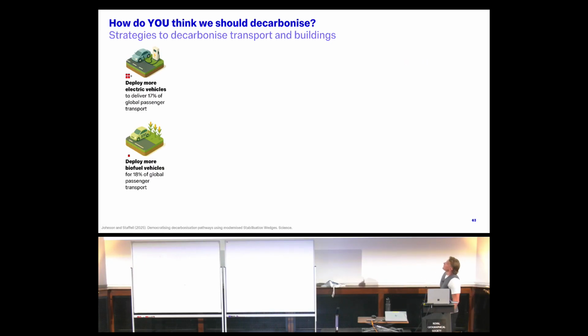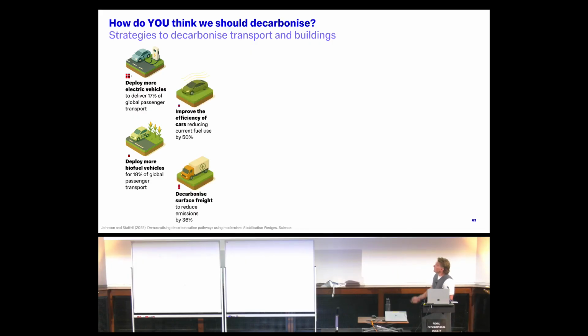Okay, and so now let's move on to transport and buildings. So here we've got lots of solutions in transport that decarbonise personal transport, right? It contributes roughly half of global transport emissions. So we can deploy electric vehicles, or we can use more biofuels in the transport sector. Alternatively, we can improve the efficiency of internal combustion engine cars. Reducing their fuel use by 50% gives us a wedge too.